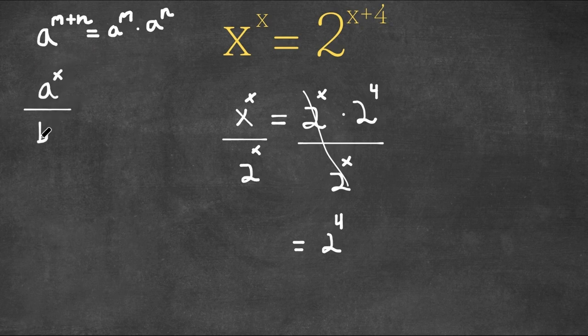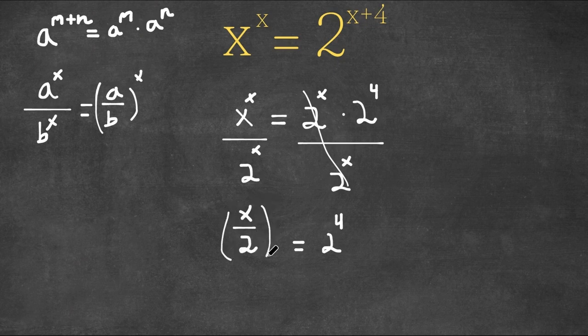And for our left side, if we have a to the power of x over b to the power of x, this can also be written as a over b to the power of x. So we have x to the power of x over 2 to the power of x. This can be also written as x over 2 to the power of x. Now what I'm going to do is I'm going to take the power of 1/2 on both sides.